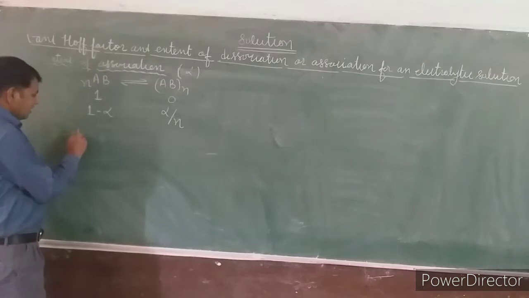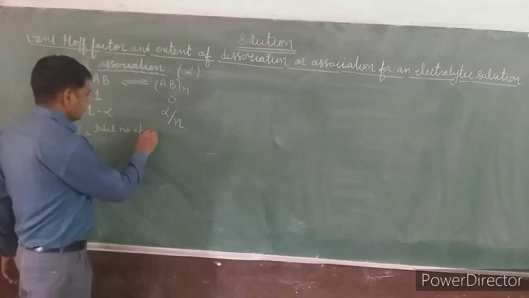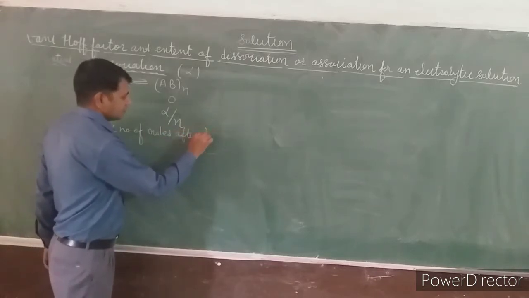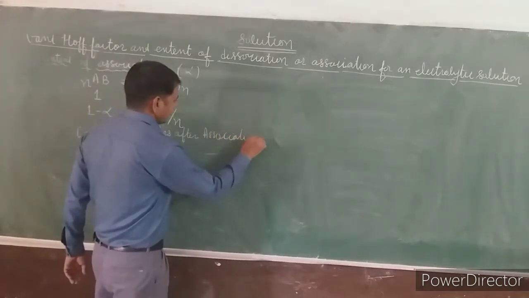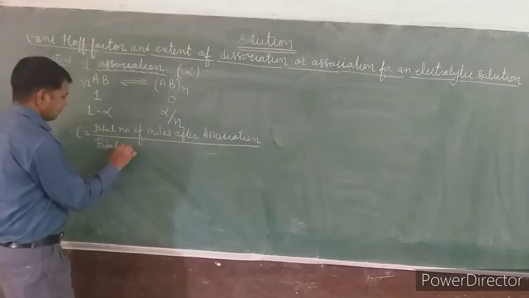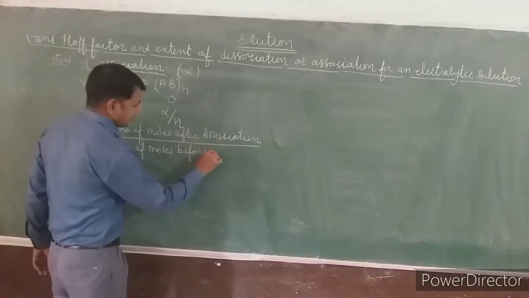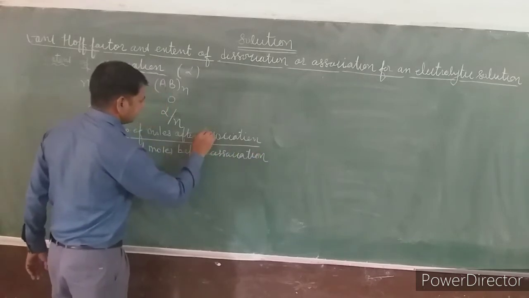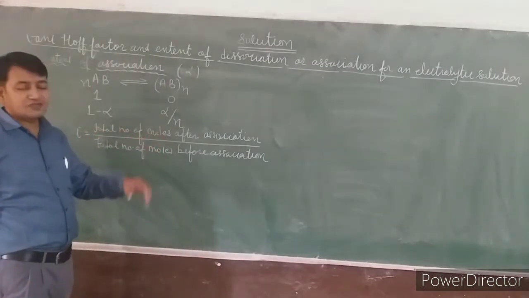Same thing here, i is equal to the total number of moles or particles after association upon the total number of moles before association. This is the formula to calculate i. For this formula we need the total number of moles after association.